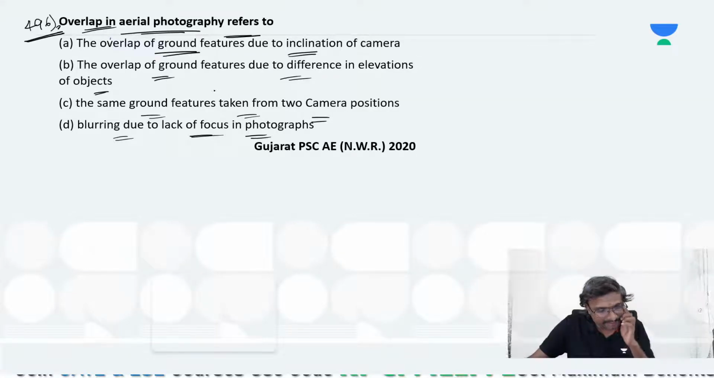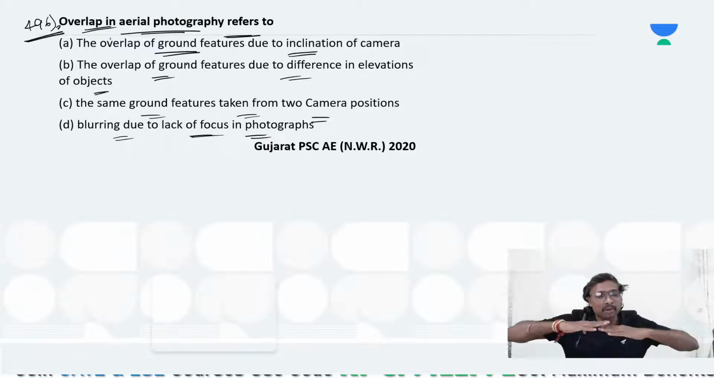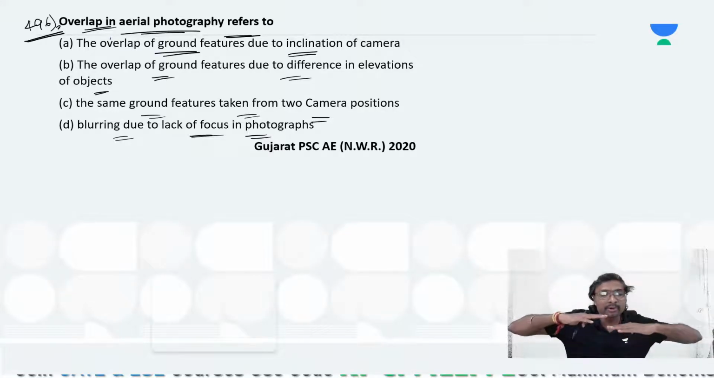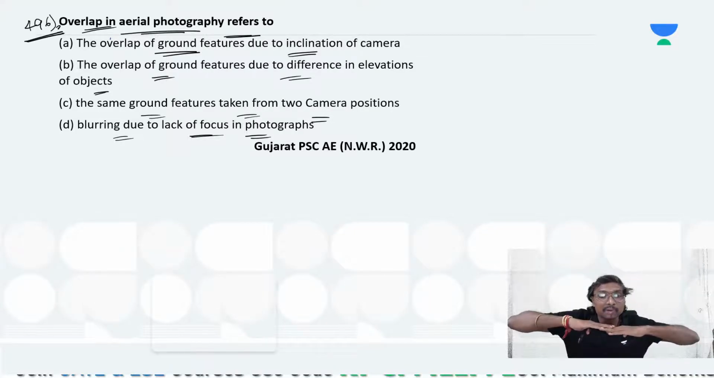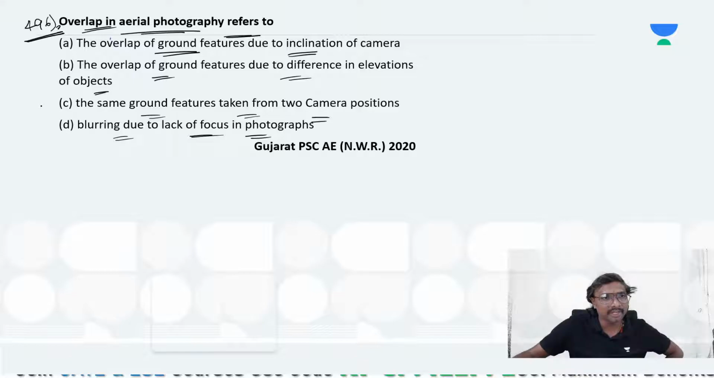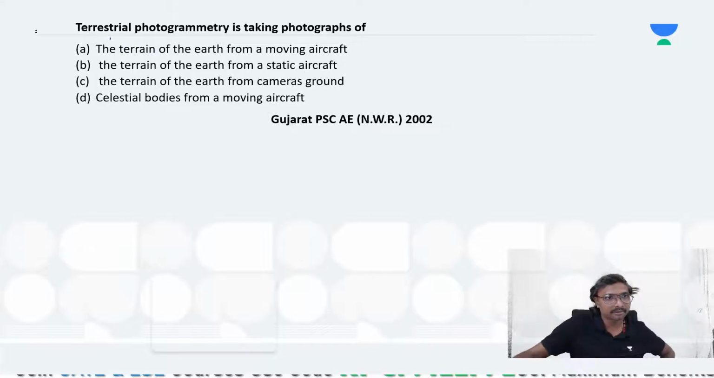Overlap in the photograph is nothing but the same ground feature. If you observe this ground feature from the first photo and the second photo, you are taking the same feature. The same ground feature is present in the first photo and second photo, and that common ground feature is called your overlap. So option C will be the correct answer, right? Yes, option C is correct. Okay, next, 497.